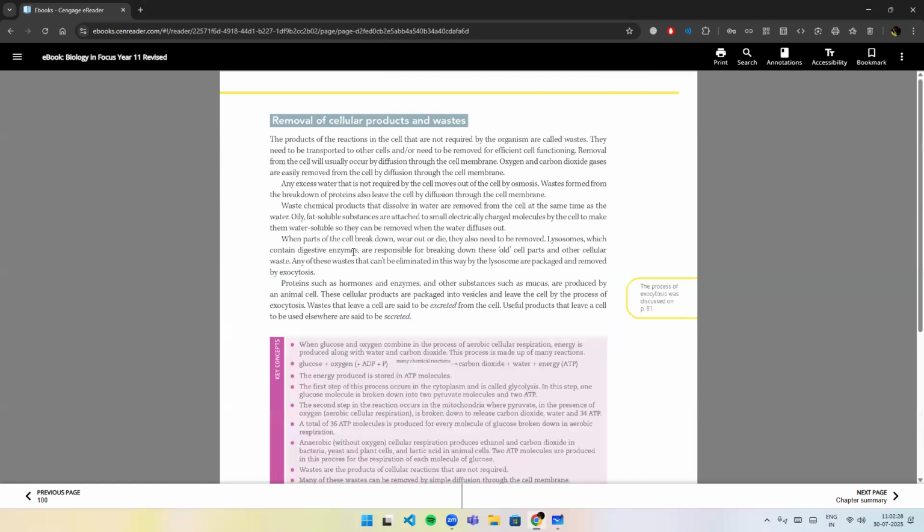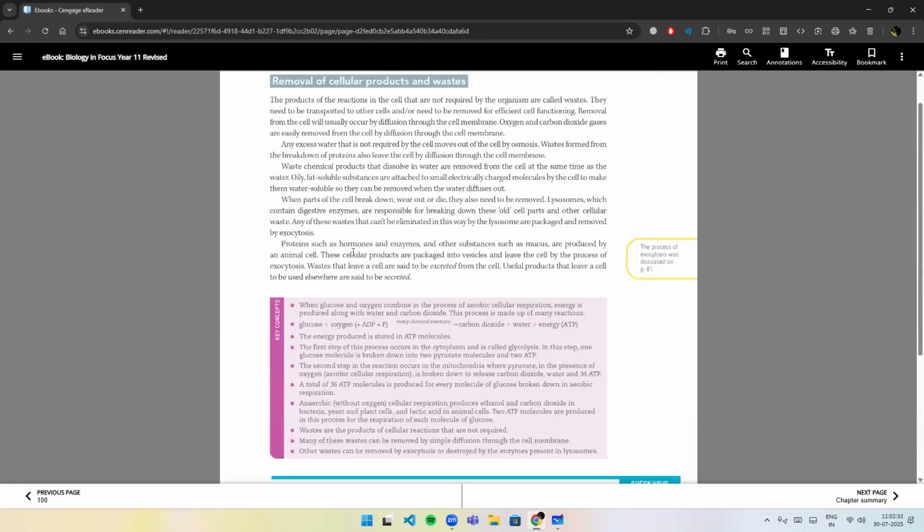Removal of cellular products and waste. The products of the reactions in the cell that are not required by the organism are called waste. They need to be transported to other cells and/or need to be removed for efficient cell functioning. Removal from the cell will usually occur by diffusion through the cell membrane. Oxygen and carbon dioxide gases are easily removed from the cell by diffusion through the cell membrane. Any excess water that is not required by the cell moves out of the cell by osmosis.